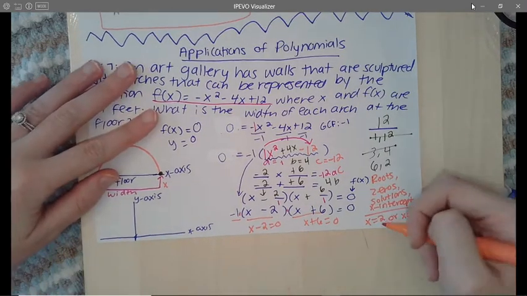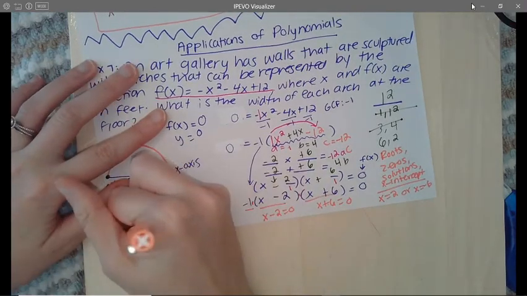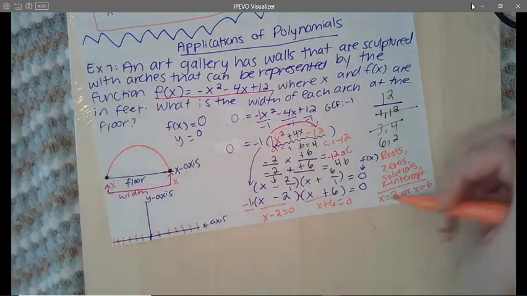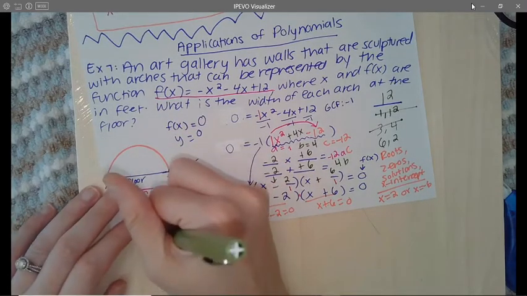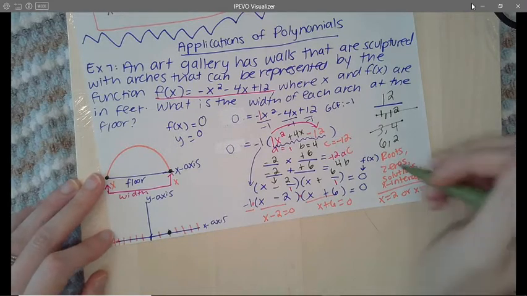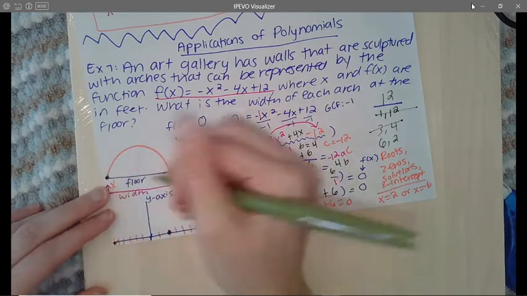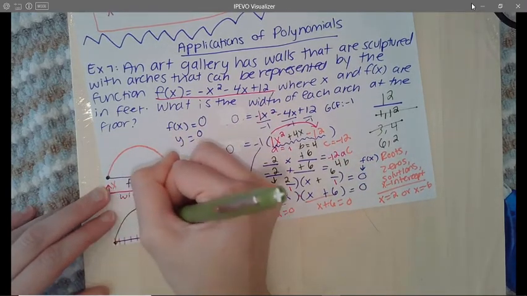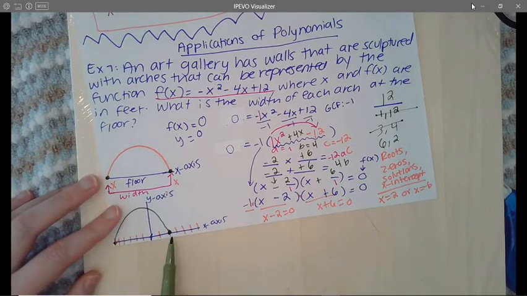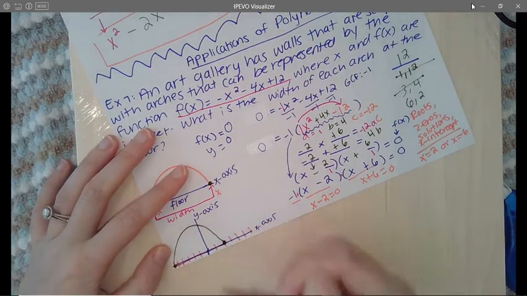Okay, so we have one x value at a positive 2. So I'm just going to draw on here like this. So one of my zeros is at a positive 2. So this is one of my x's. The other one is at negative 6. I know it's hard to see. So 1, 2, 3, 4, 5, 6. I don't really know how high up the arch goes, but that doesn't really matter because all we want to know is how far apart the arch is at the floor. So I want to know the width. I want to know the distance from here all the way to here.